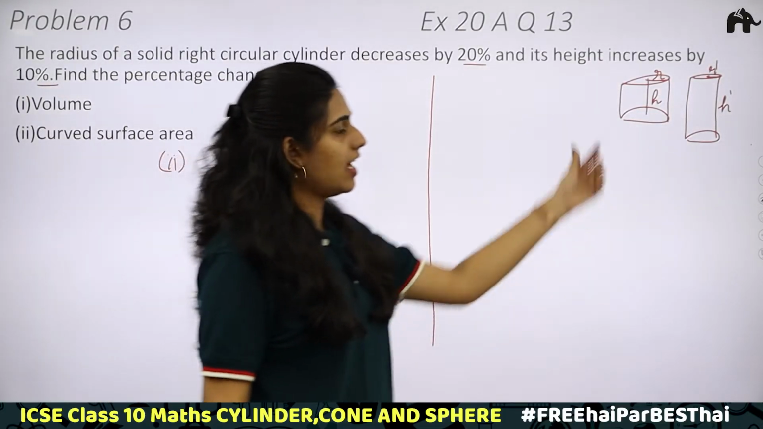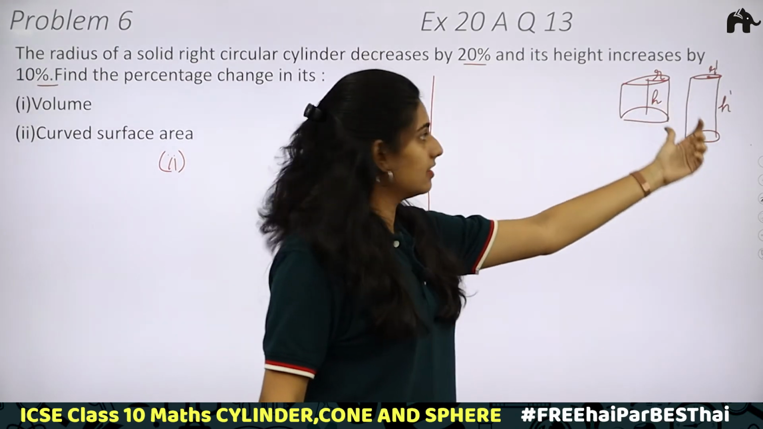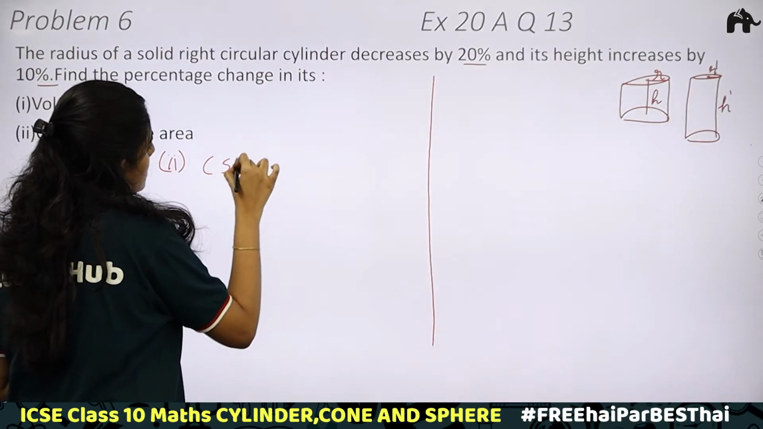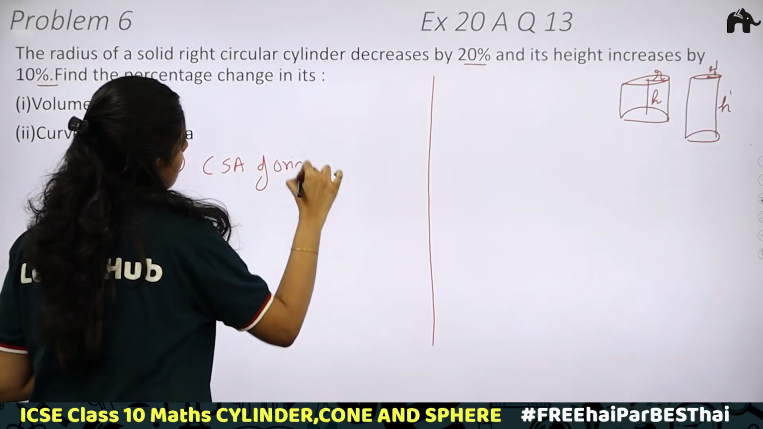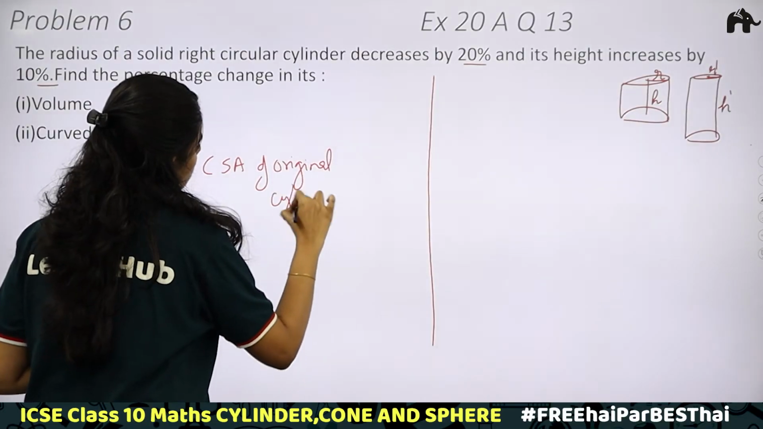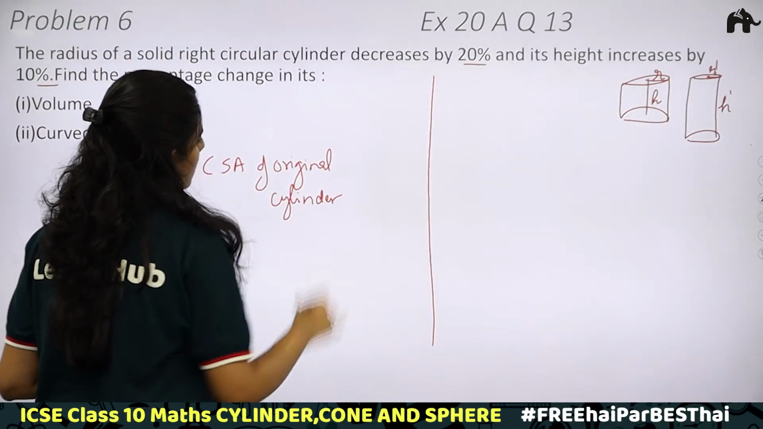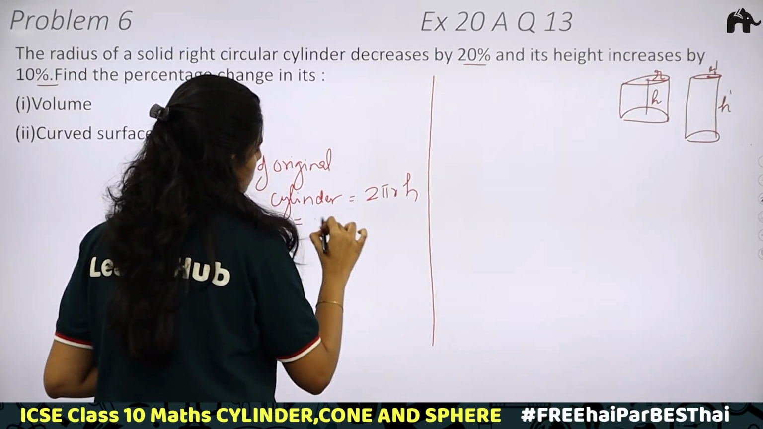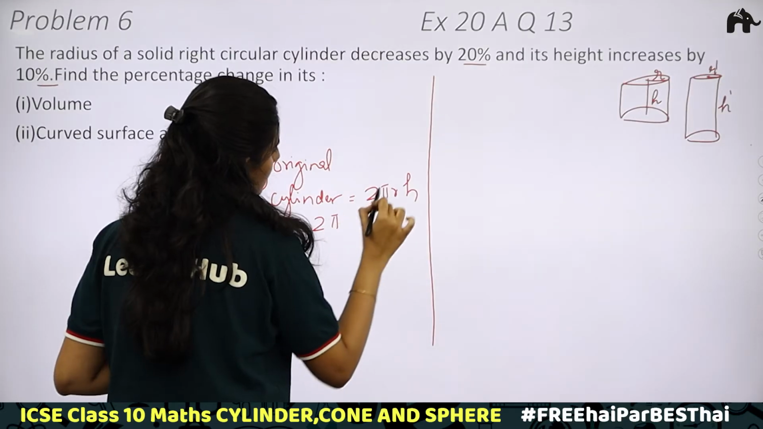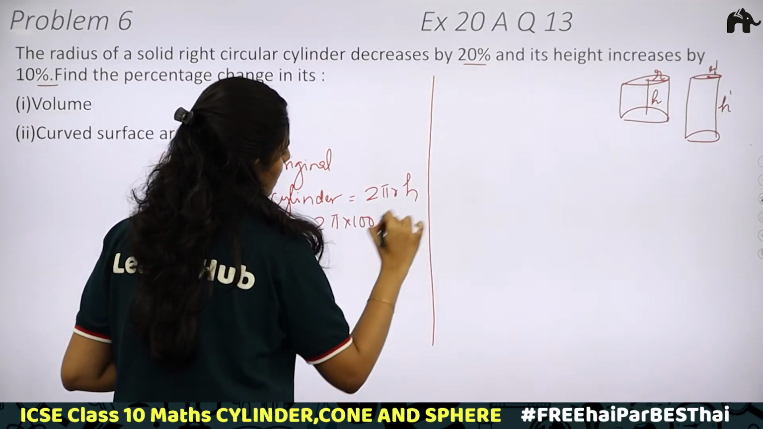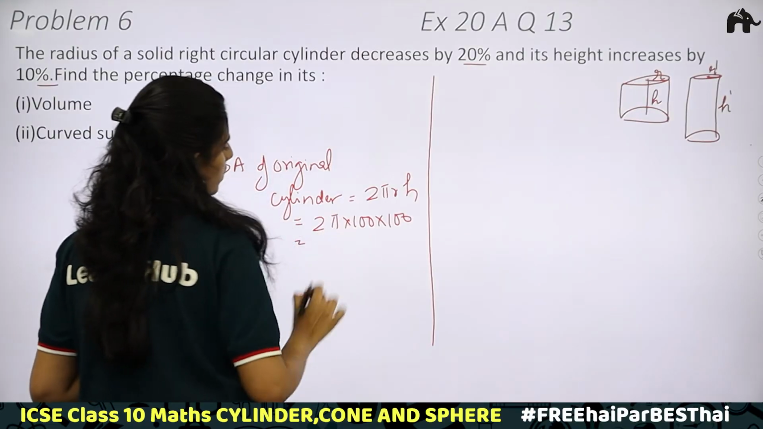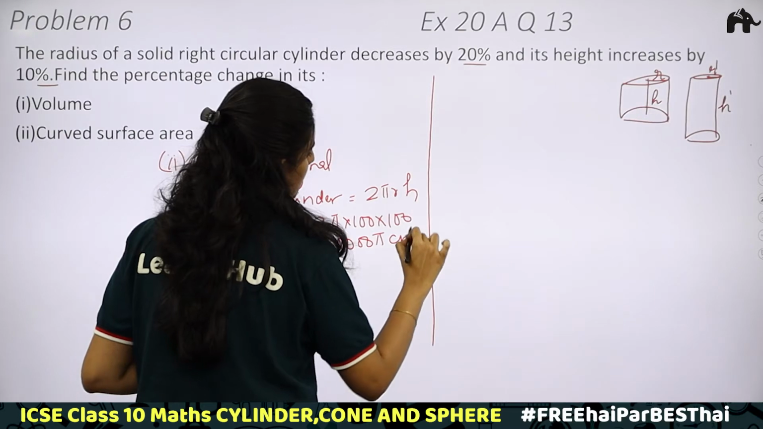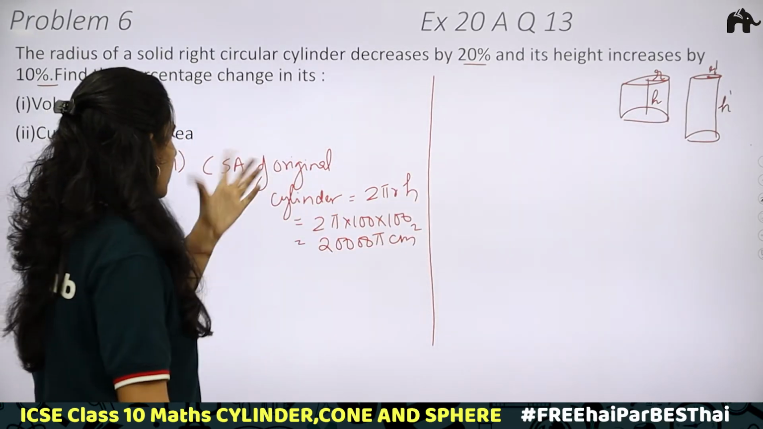We know the radius and height of the original cylinder and the radius and height of the new cylinder formed. So, in order to calculate the curved surface area of the original cylinder, what is the formula? That is equal to 2 pi r h. Put the values. 2 pi r is 100, h is also 100. That is equal to 20,000 pi centimeter square. Centimeter square is the unit for area.